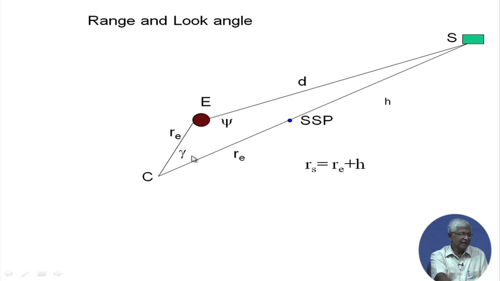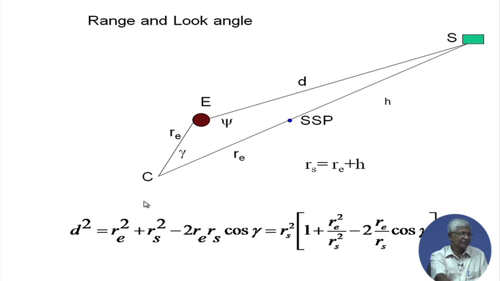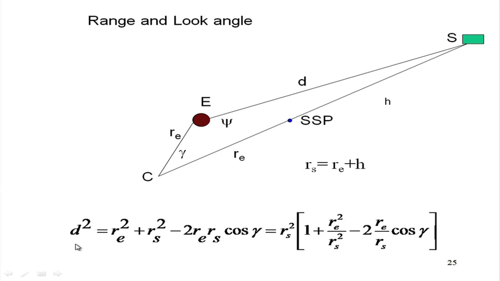So, in a triangle, to find out one side of the triangle, we can use the other two sides and the angle made by them, and the standard formula is d square is R E square plus R S square minus 2 R E R S cos gamma. Now, if we take the R S square outside, then this same expression can be given as 1 plus R E square by R S square minus 2 into R E by R S cos gamma. Just R S square is taken out. We will see the implications of this.